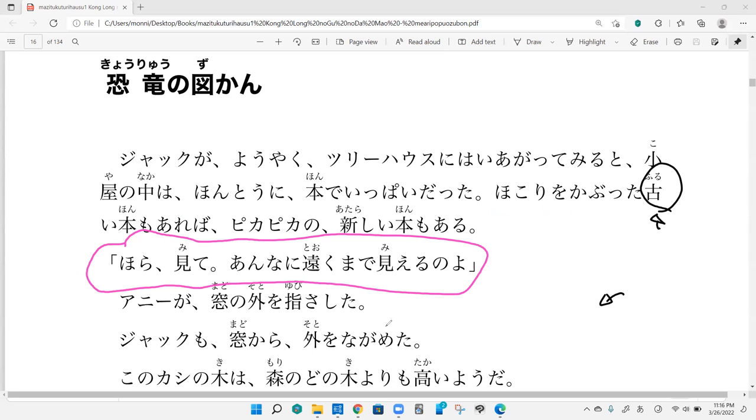Hora mite. Anna ni toku made miiru no yo. Do you know what anna ni is doing in the sentence? Anna ni. It's underlining. I remember it being different. So it's kind of emphasizing the point. Yes, it is emphasizing something.